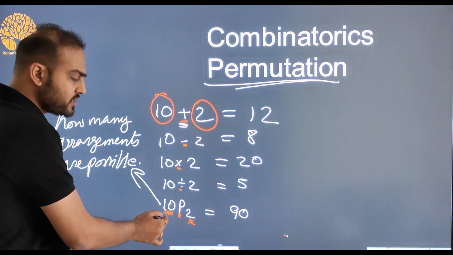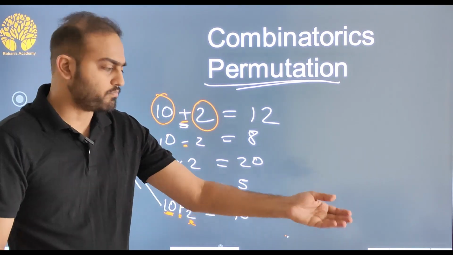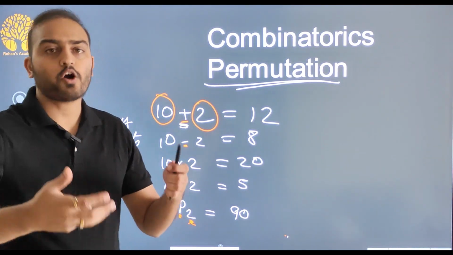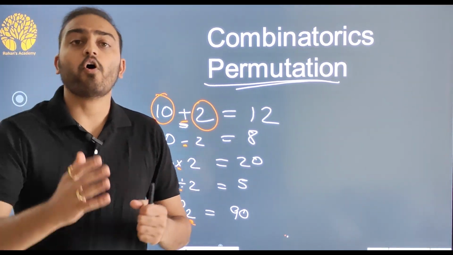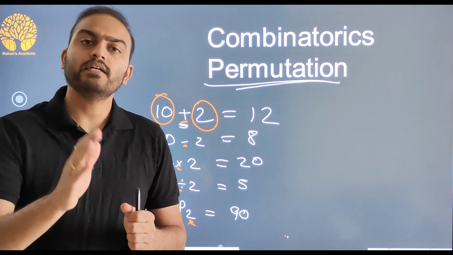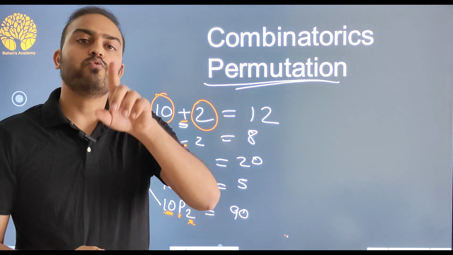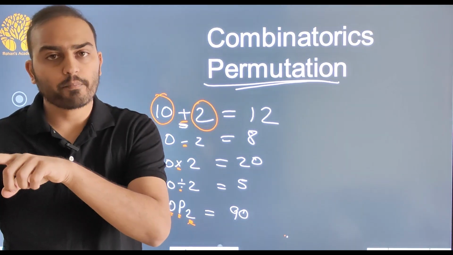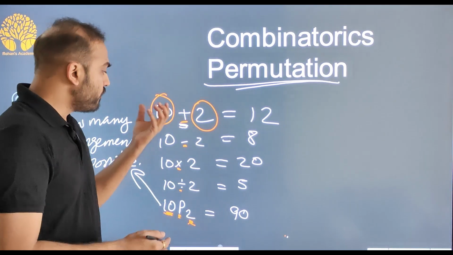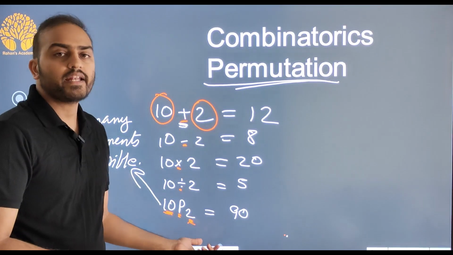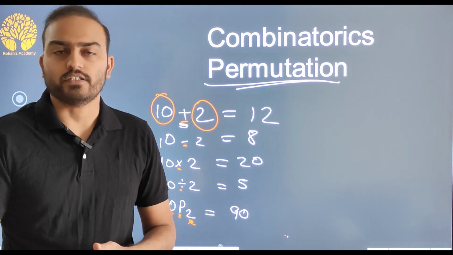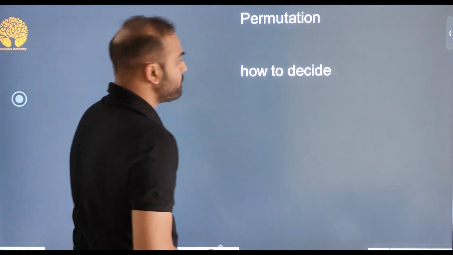Now, the calculation part of it, we'll look at further down the line. Remember, permutation P or combination C, treat them or understand them as simple operations. The way you have plus and minus, similarly you have P and C. The way you have a number before the plus and before the minus, similarly you have a number before P and after P. We need to understand the significance of this 10 and 2. Once you understand that, solving will become easier. Moving on.